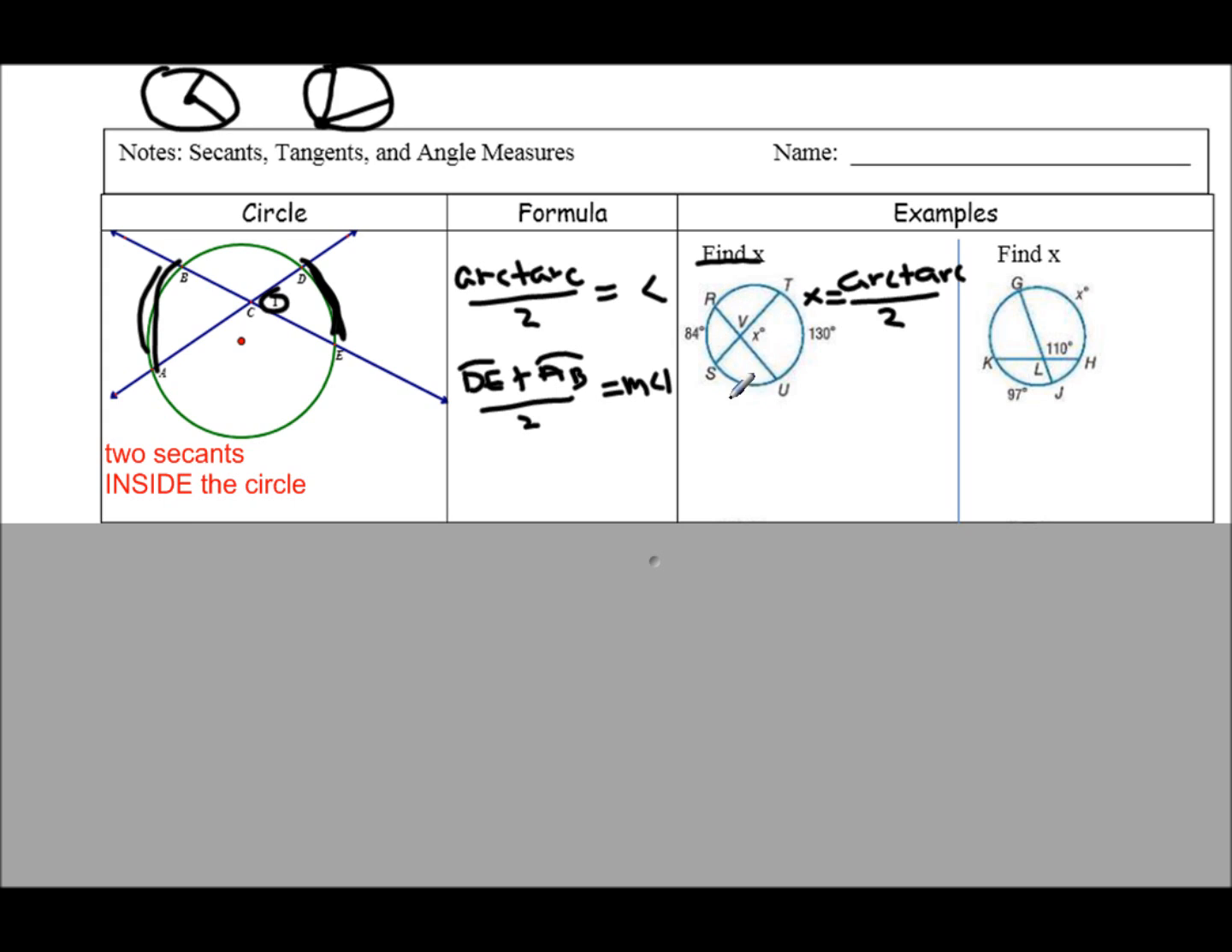So we take 84, add it to 130, divide that quantity by 2, and that equals 214, which we will divide by 2, which gives us x, which is a total of 107.